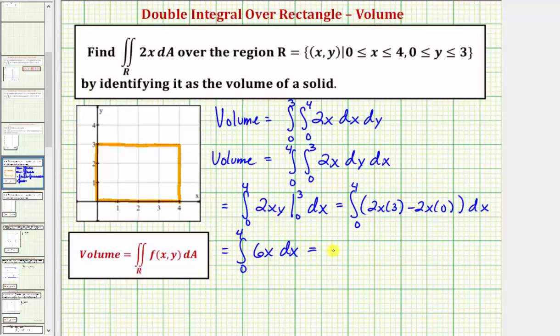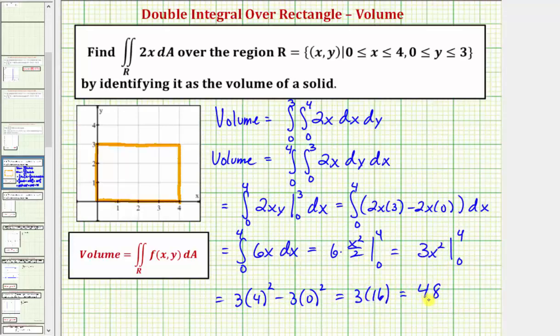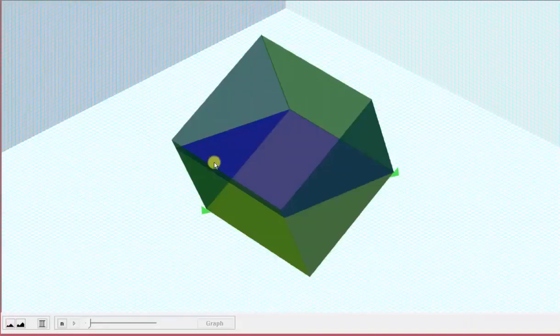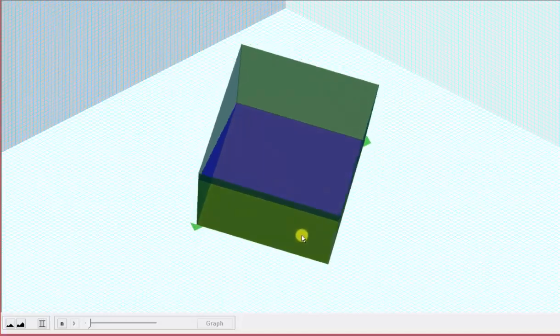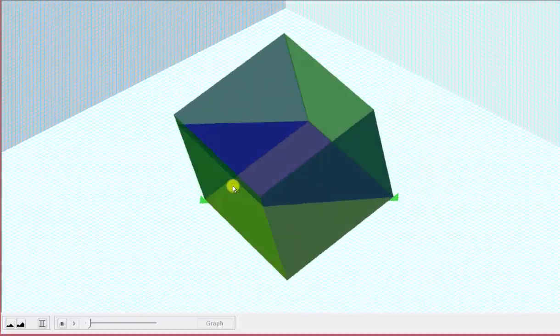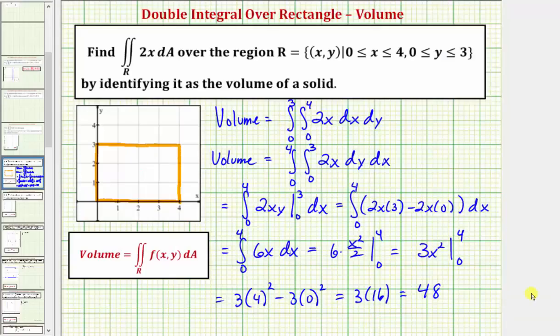Now we integrate with respect to x, so we'd have 6 times x squared divided by 2, which simplifies nicely to 3x squared, which would be equal to 3 times 4 squared minus 3 times 0 squared, which is equal to 3 times 16, which equals 48. So this 48 represents the volume of the solid below this blue plane and above the xy plane over this region in the xy plane. And of course, because it is volume, we could include units as cubic units.